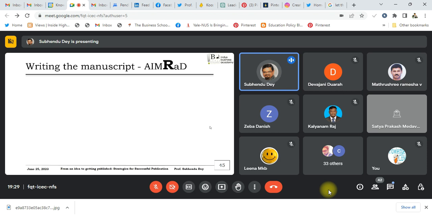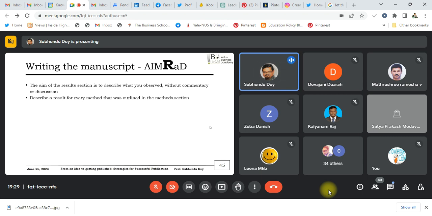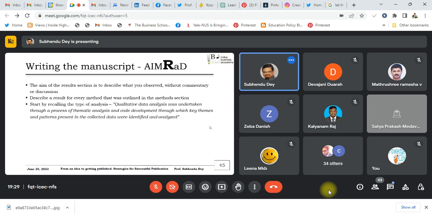So let's look at the results. Very simple results. Whatever you have observed, you write that, you describe it. So describe a result for each method that was outlined in the method section. Very simple. Do not get into critiquing, commentary, or discussion. Don't do that. Start by recalling the type of analysis.